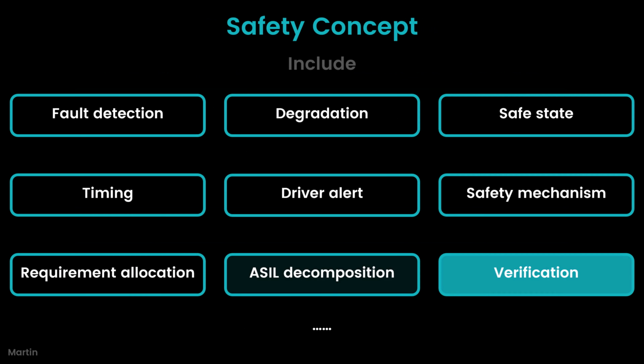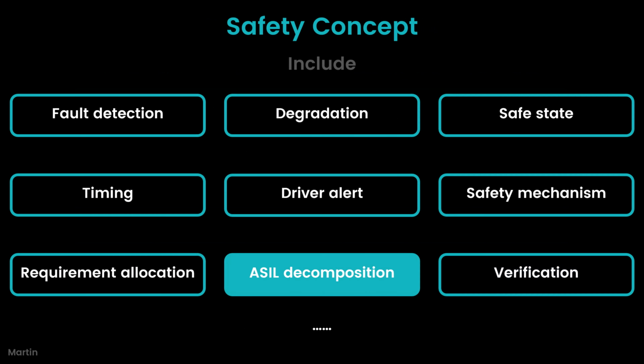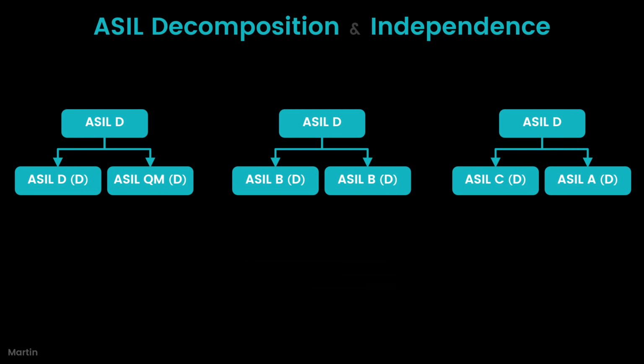All right, let's move on to ASIL decomposition. ASIL decomposition is a concept in ISO 26262 that allows a higher automotive safety integrity level, ASIL, requirement to be divided into multiple redundant elements with lower ASILs, provided they are sufficiently independent and collectively achieve the original safety goal.